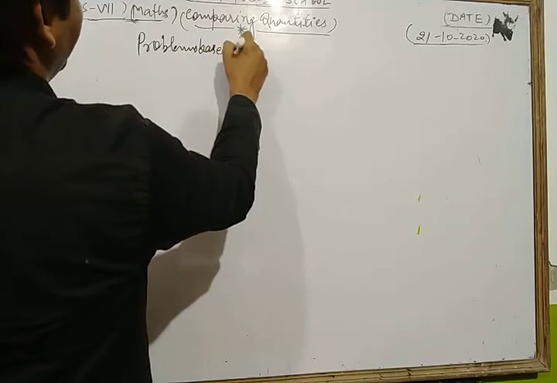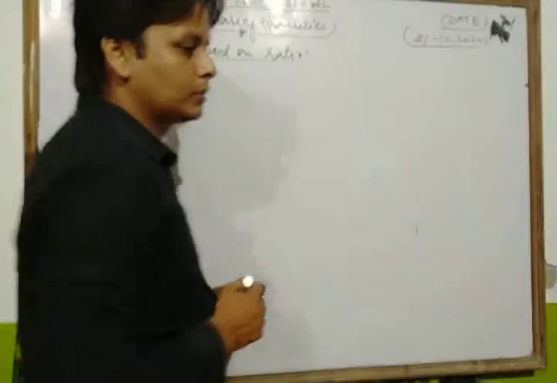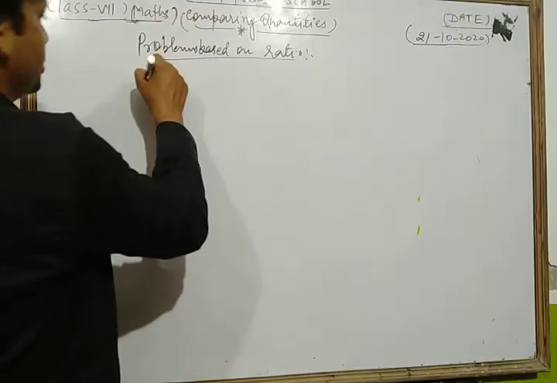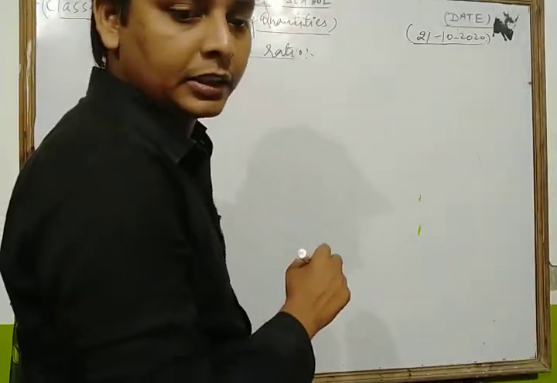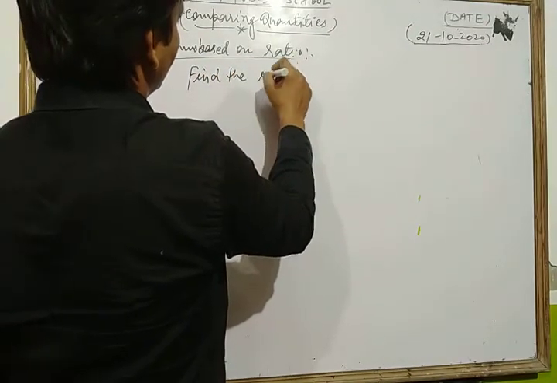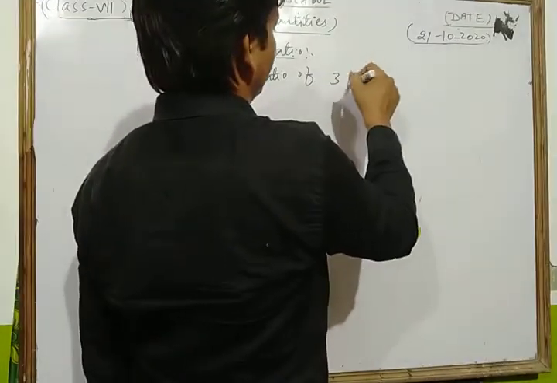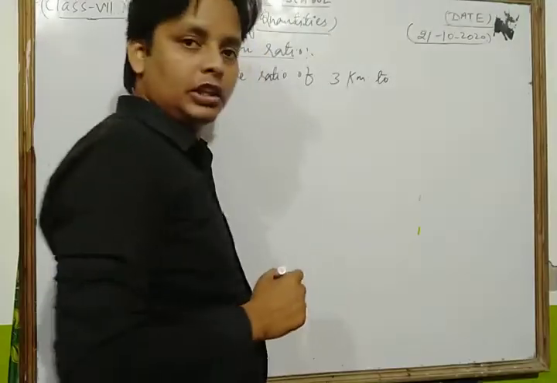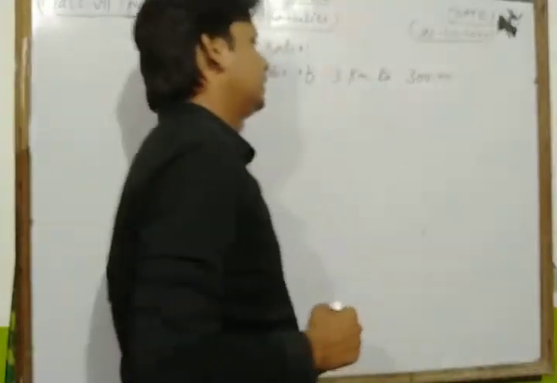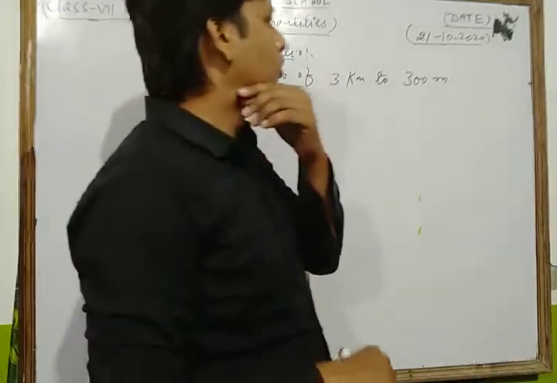Problems based on what, dear students? Ratio. First of all we discuss some questions based on ratios. Let us take a question: find the ratio of 3 kilometer to 300 meter. Dear friends, we discuss the ratio of 3 kilometer to 300 meter.